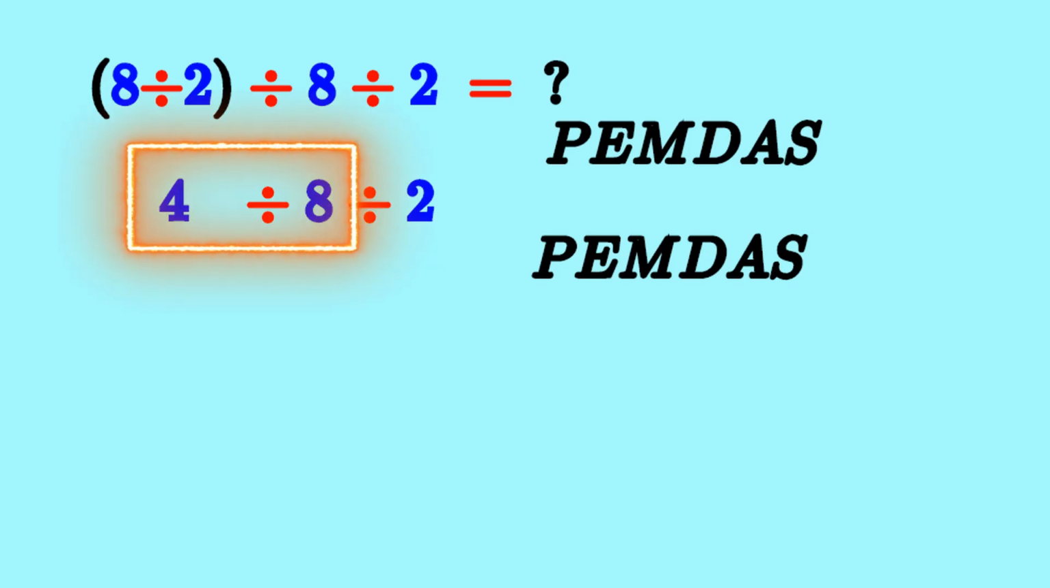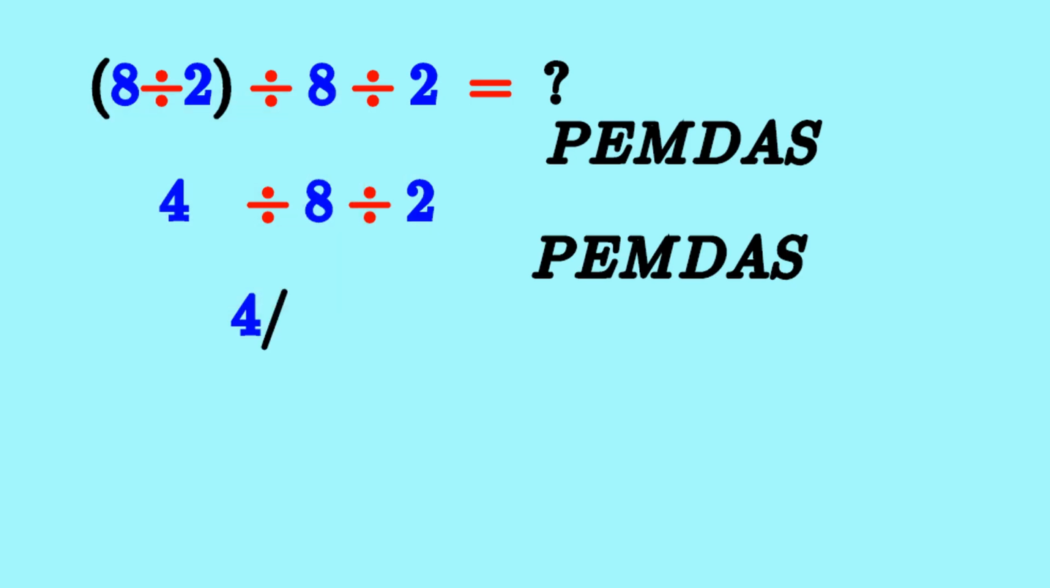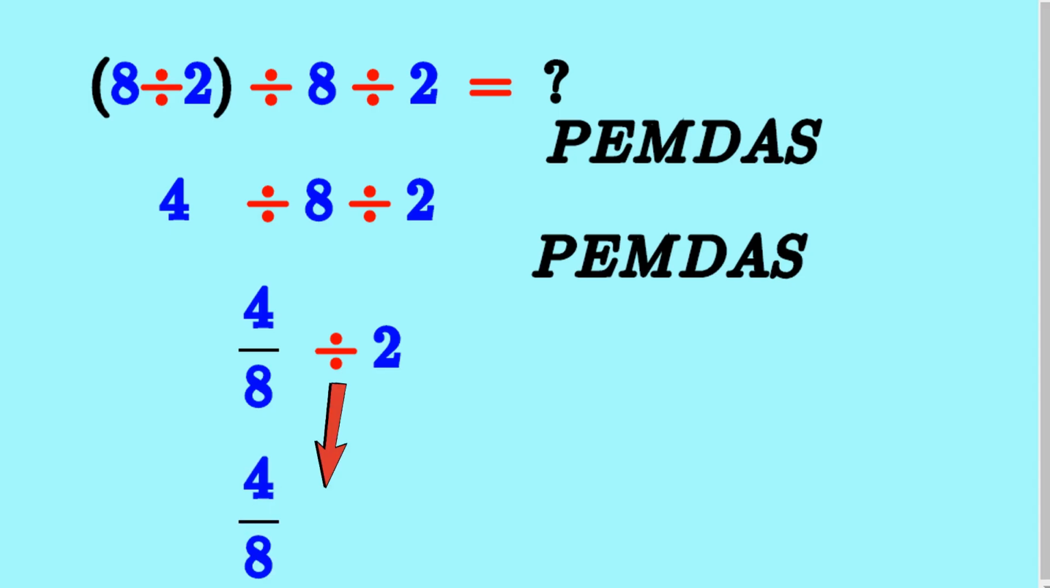So 4 divided by 8, we can write it as 4 over 8. And drop down divided by 2. And to solve this problem, we drop down 4 over 8, and the divide sign is converted to a multiplication sign, and 2 flips to 1 over 2.